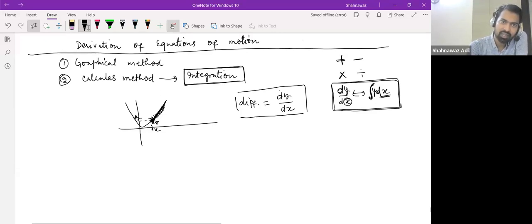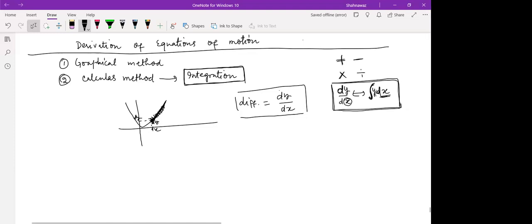So I can write, y is some function of x. So I can write integration of y dx, and y is a function of x. Okay, is this clear to you? Yes, sir.